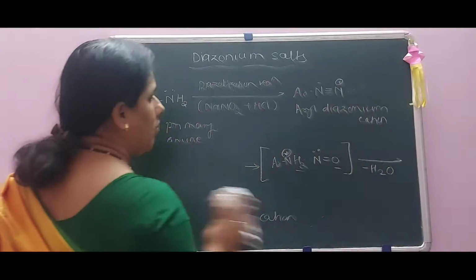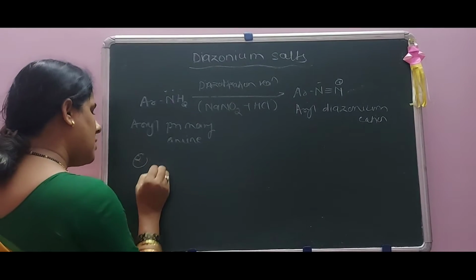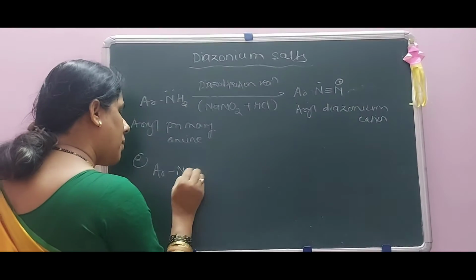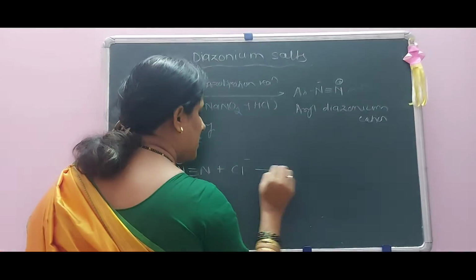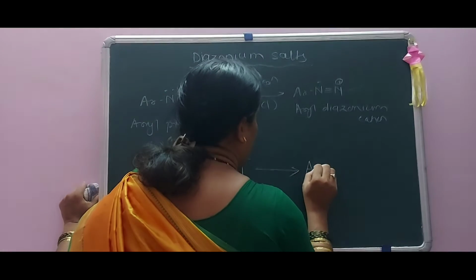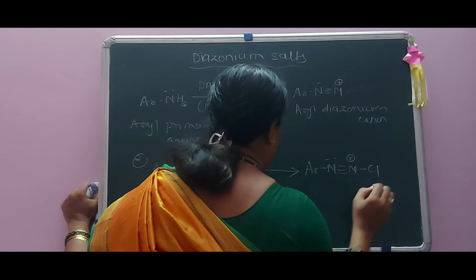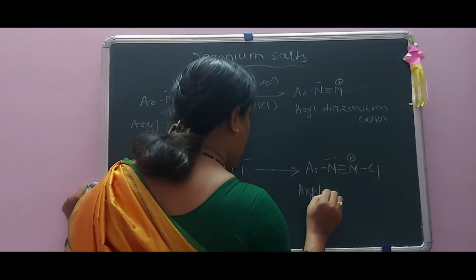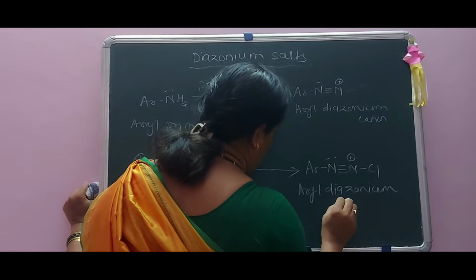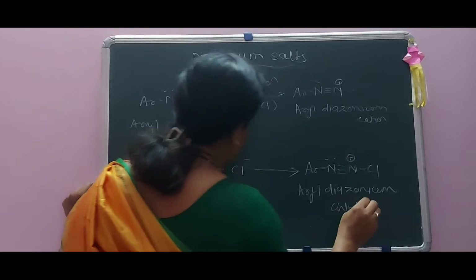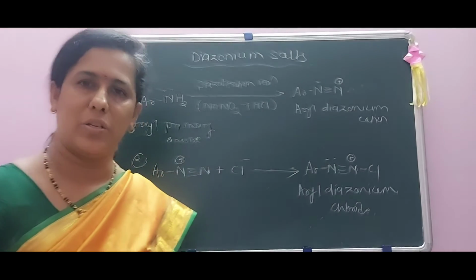That is the attack of Cl minus. That is the second reaction: Ar triple bond N plus Cl minus. There is formation of Ar triple bond N, and Cl, that is aryl diazonium chloride. This is the general method of formation of the diazotized salt here.